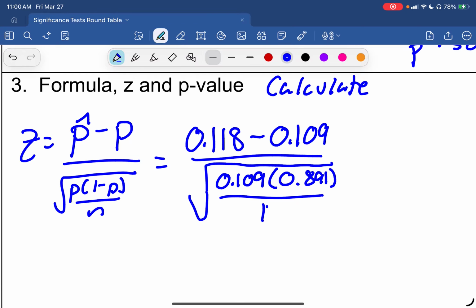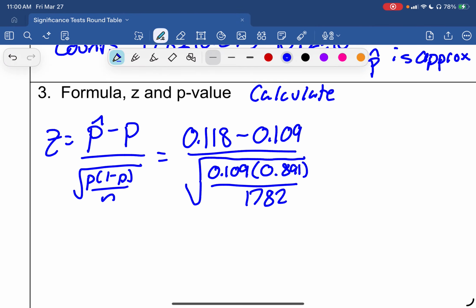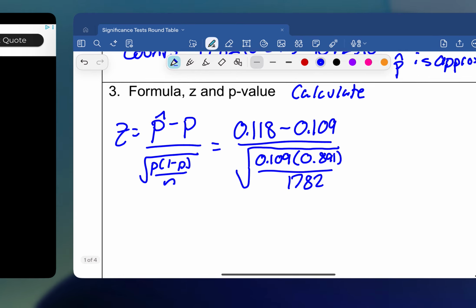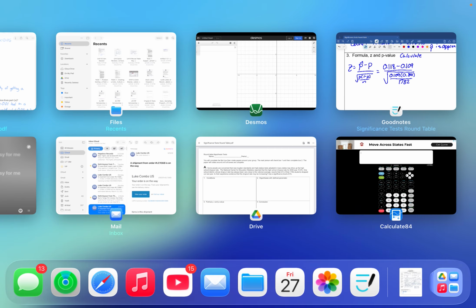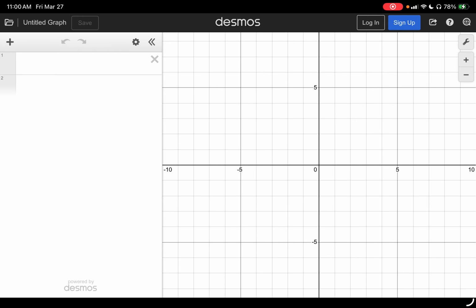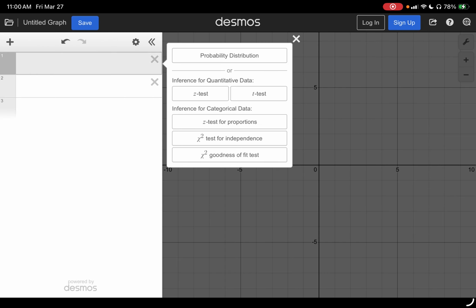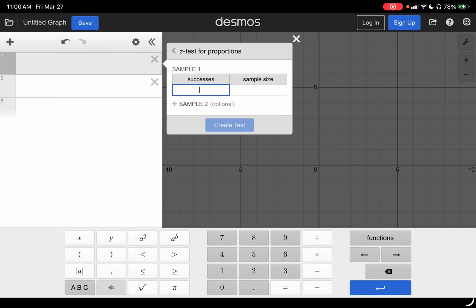And now you can do a couple things here. You could just go through and calculate this by hand and get your p-value. Or what we're going to do is go to Desmos. We're going to click the plus, click inference, and click the one that says Z test for proportions. What we have to type in is our successes, the 210, and our sample size, the 1,782.